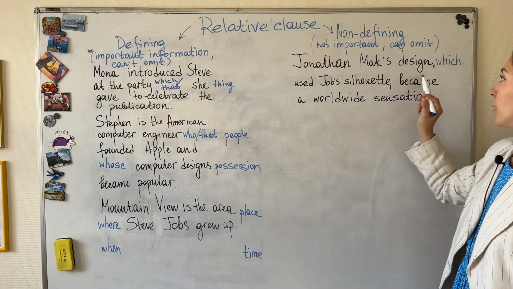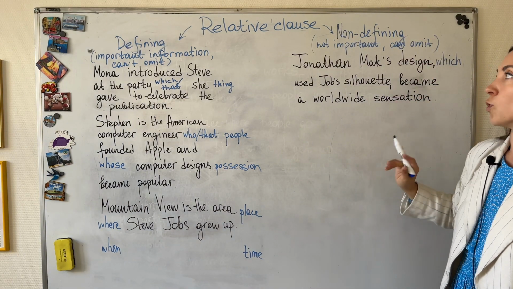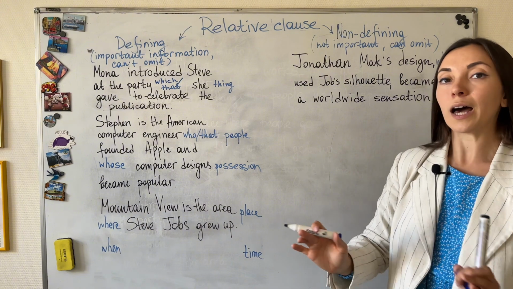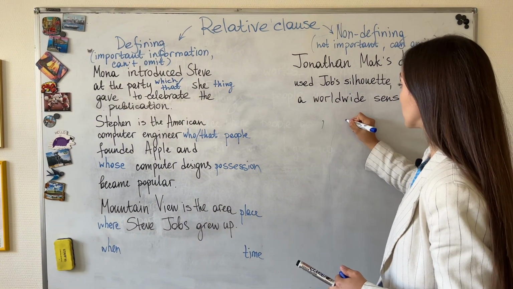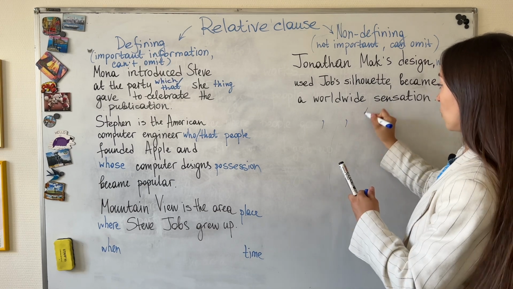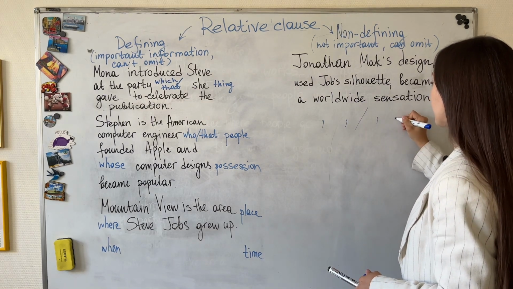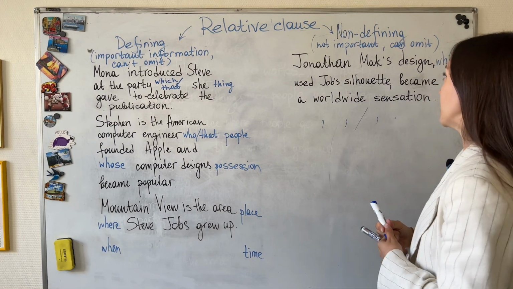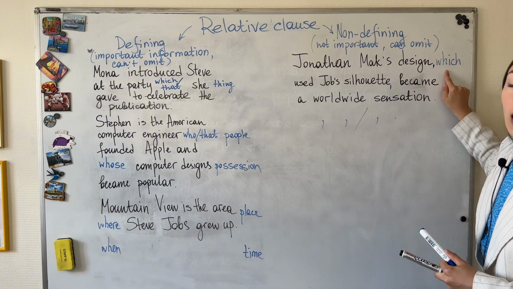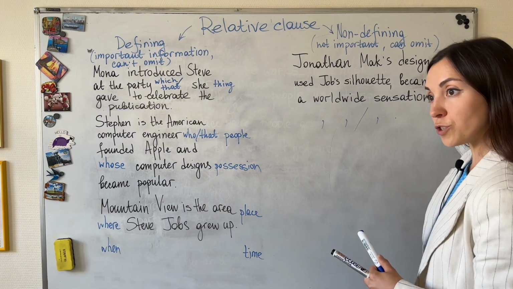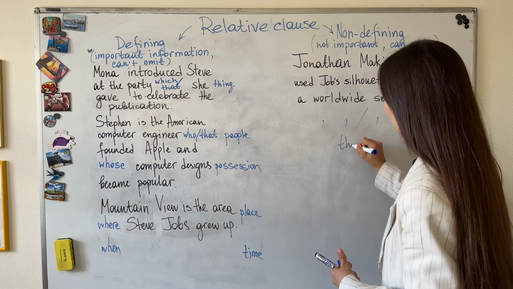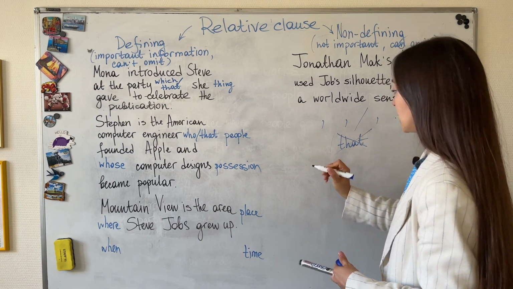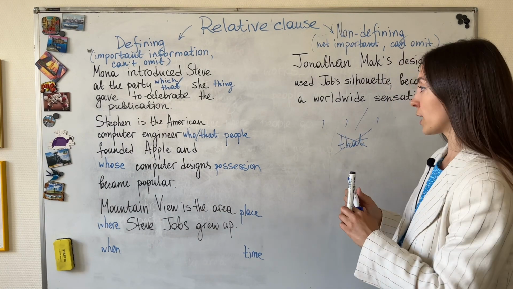Hey, what about these? When the information is not important, we can omit it. We will use commas or a comma and a full stop. But in this case, we cannot substitute which or who with that. So I will write it and cross it out. It is not used.